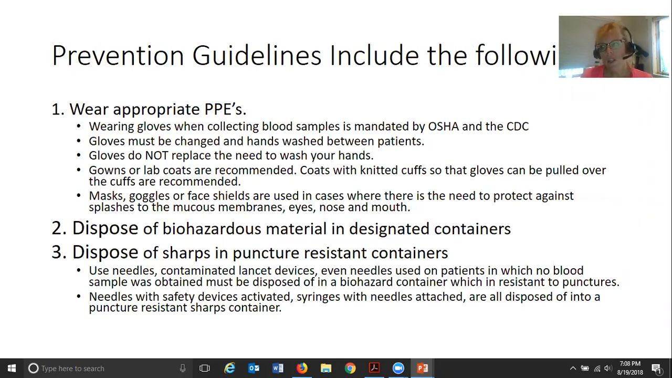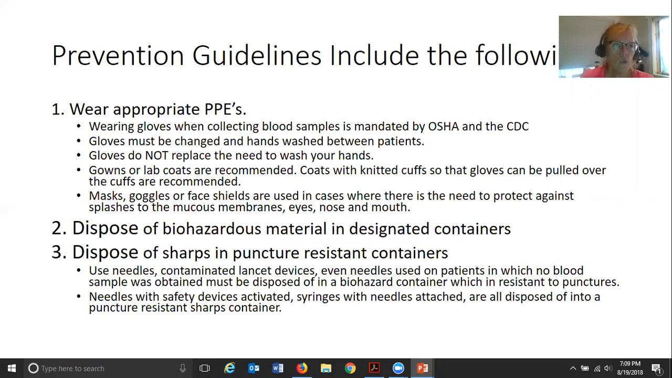So we'll talk about the gauze that we use to draw blood. If you squeeze a gauze or a Band-Aid and blood could possibly drip out of it, then it's biohazardous and it needs to go in the container. Sharps go in puncture resistant containers, okay? And by puncture resistant, I don't mean a milk jug, I mean a certified puncture resistant leak proof container.